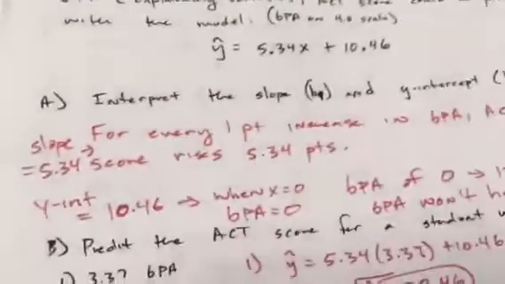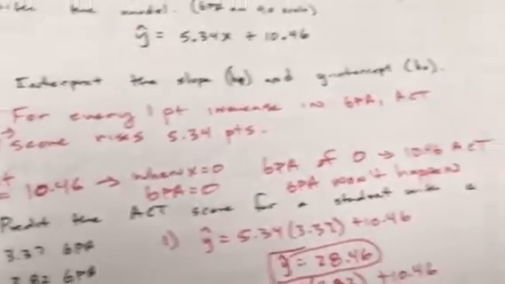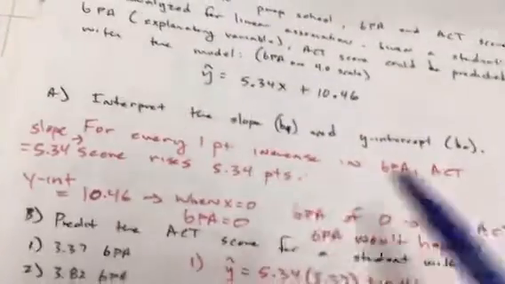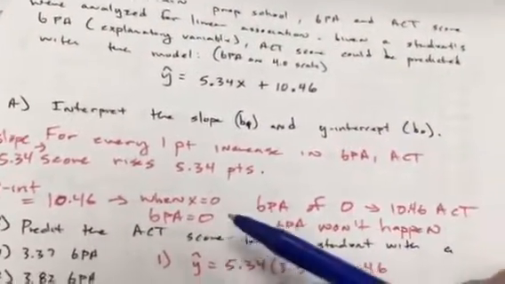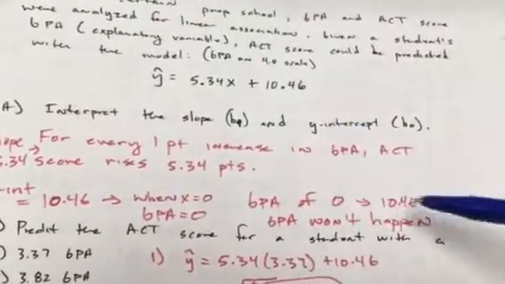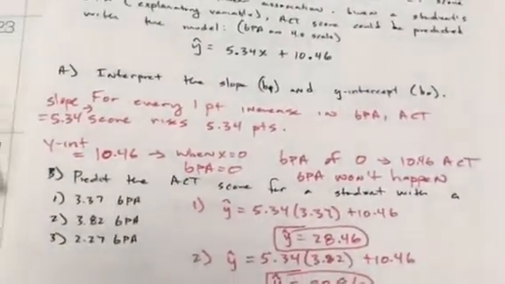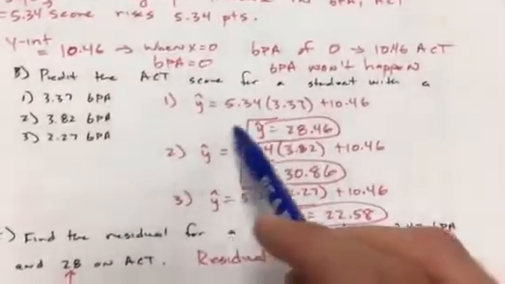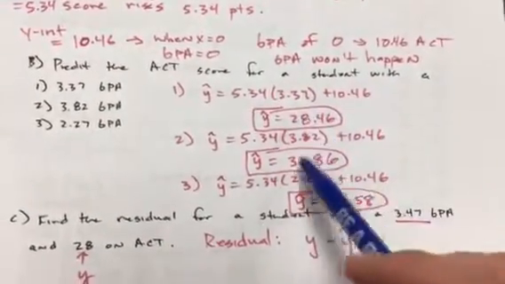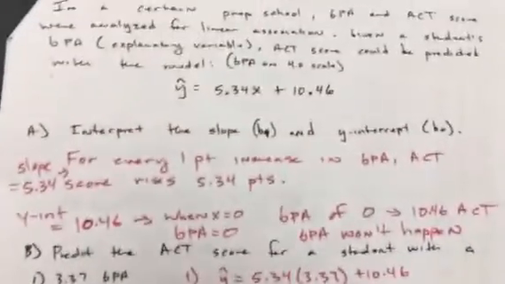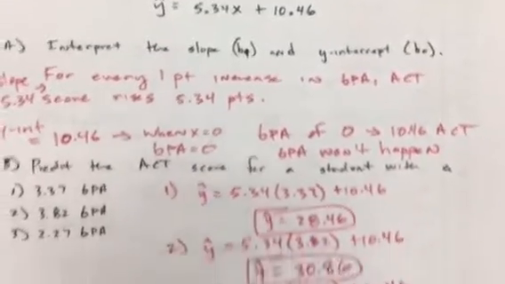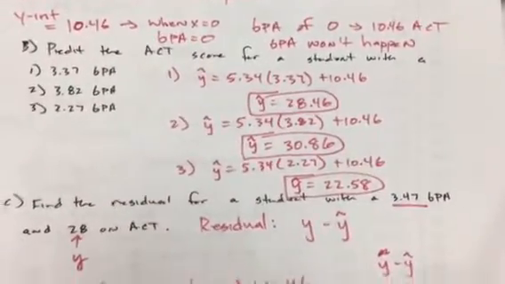And right here, folks, interpret the slope. For every 1 point increase in GPA, the ACT will rise by that many points. If you have a GPA of 0, the y-intercept, you should get a 10.46. You're not going to have a GPA of 0. It's just not going to happen. Plug those following GPAs in for x, and you get your y-hats. Again, pause this at any time if you need the answers a tad slower.